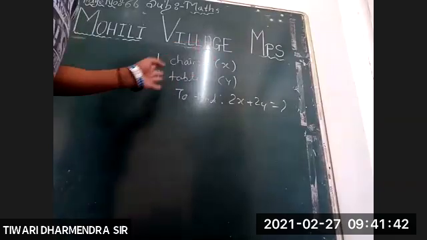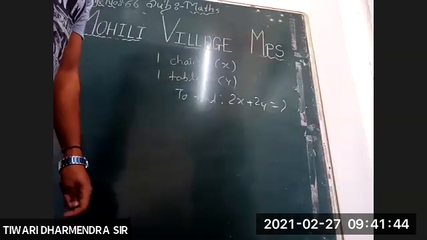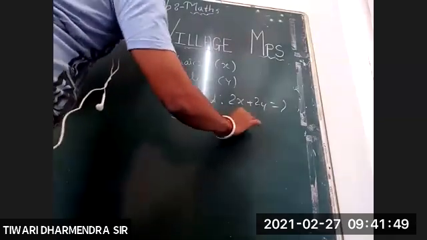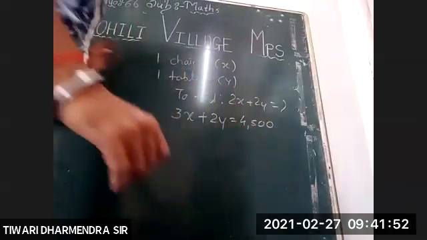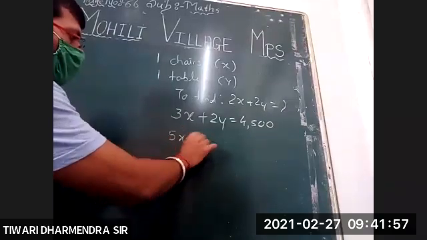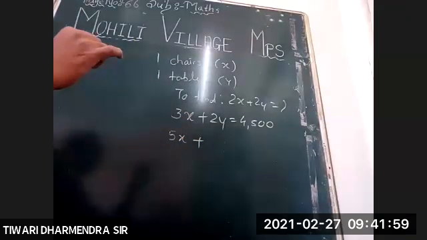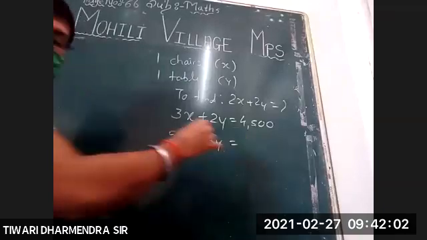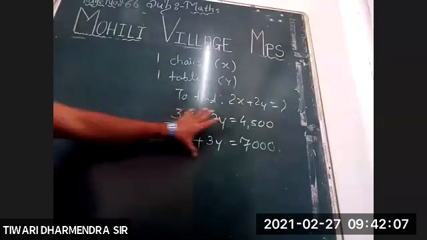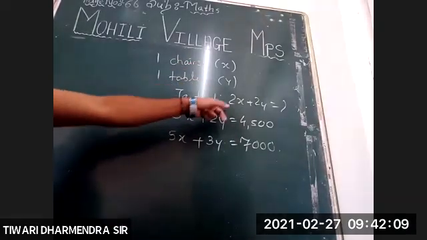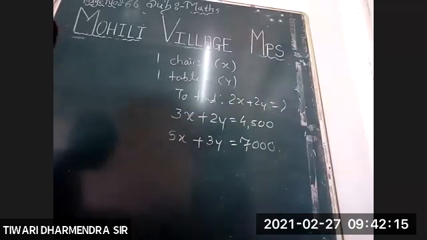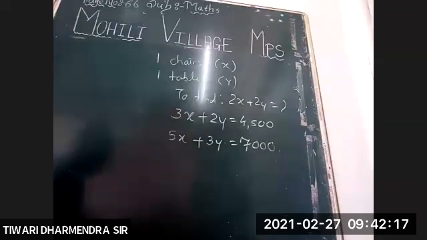So one chair is X and one table is Y. 3 chairs plus 2 tables is equal to 4,500, equation number 1. And the second equation is 5 chairs plus 3 tables, so 5X plus 3Y is equal to 7,000. Hope you can solve this and get the value of X first, and then use this equation to get the answer.